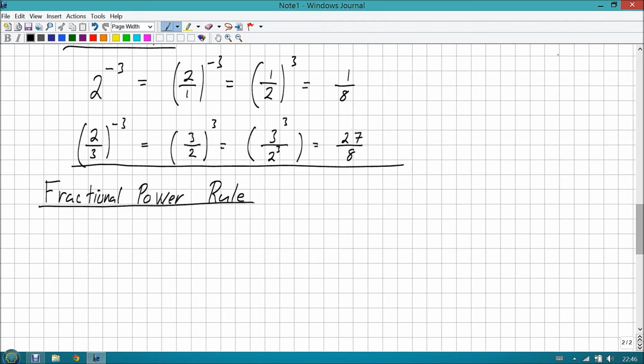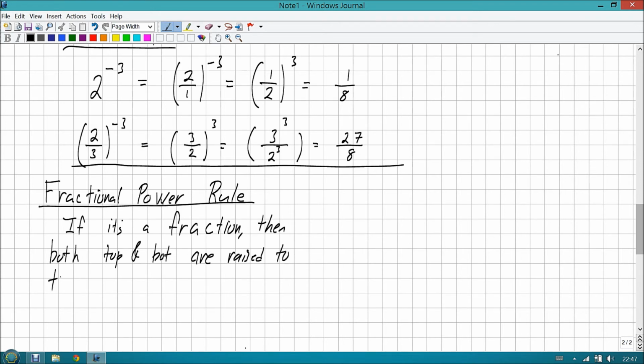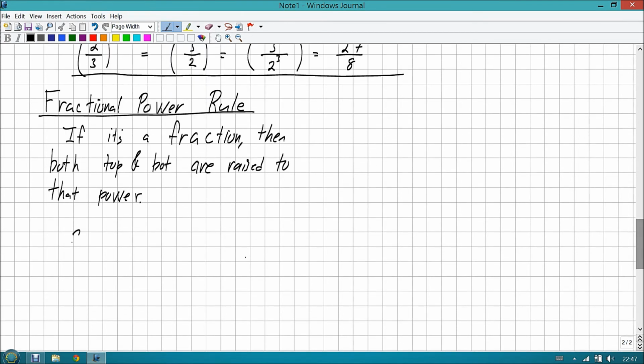And the fractional power rule says, if it's a fraction, then both the top and the bottom are raised to that power. So, for example, 2/3 raised to the third power becomes 2 to the third over 3 to the third, which becomes 8 over 27.